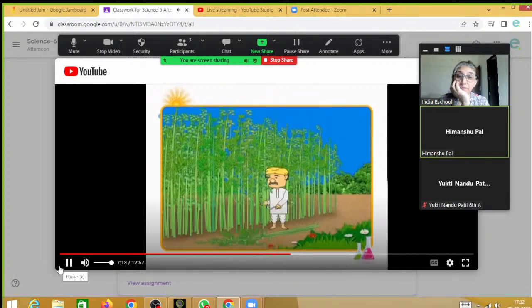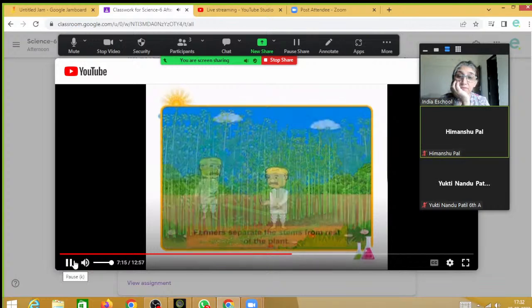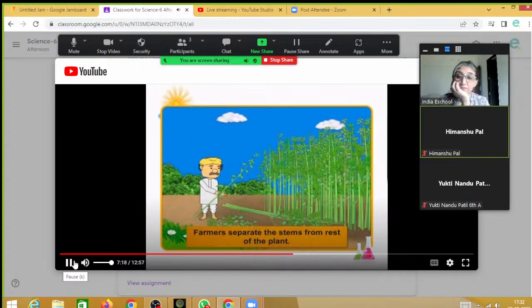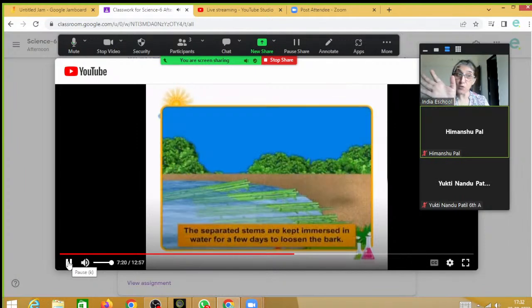Farmers gather the plant from the field. Stems are separated from the rest of the plant. So what do they do? Harvest. Once the flowers come, they remove them, separate the flowers, and separate the stems. Farmers separate the stems from the rest of the plant. Why do we separate the stems?